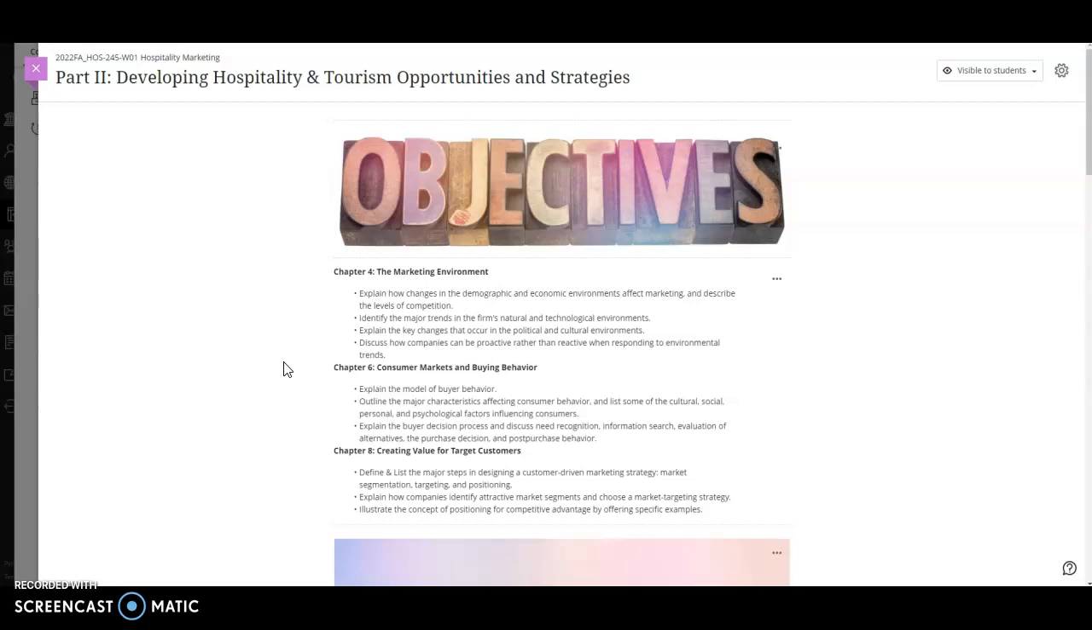Next, we talk about the key changes that may occur in the political and cultural environments. It's so easy to use examples from COVID, right? Think about the changes that affected how we market our products and services in the hospitality industry, in terms of the regulations placed on us through COVID. In the state of South Carolina, there was a shutdown period for restaurants. No indoor dining. Everything had to be to go. So it really affected what we did.